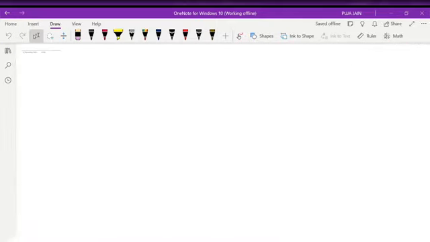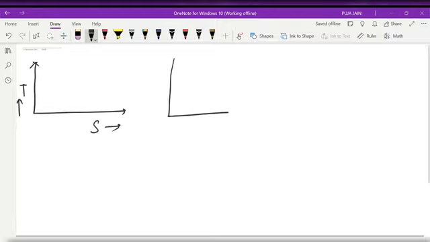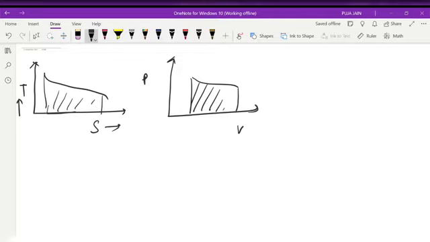If any graph is given, suppose the axes are temperature T and entropy S, or you can get PV. If a curve is given, then the area under this curve will give you the work done. This area under the curve will give you the work done.